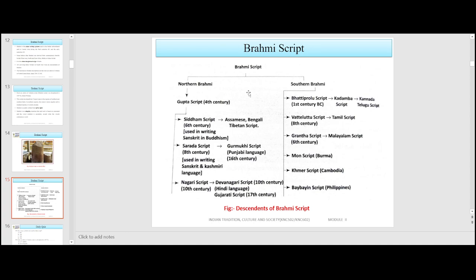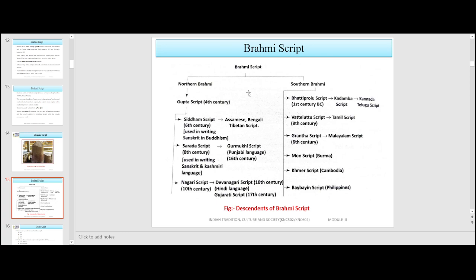The Gujarati and Devanagari scripts developed from the Nagari script. Gujarati script developed around the 17th century. Devanagari developed around the same era, that is the 10th century. And Sarda script developed around the 8th century to write Sanskrit and the Kashmiri language. From there, Gurumukhi script was developed. This is the Northern Brahmi script part.